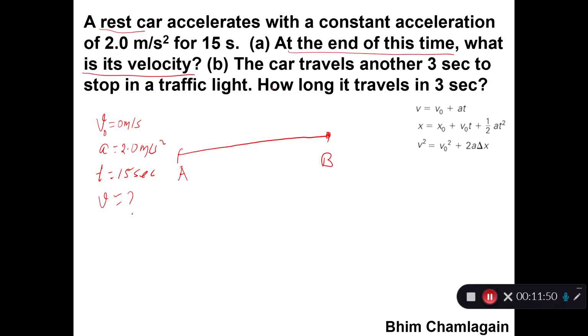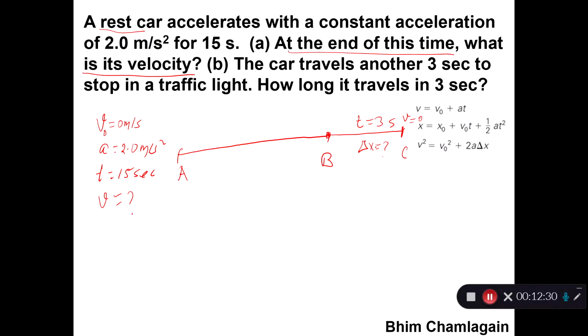Now there is another second section. After time t is equal to 3 seconds, the car stops. At point C, its final velocity is 0. Now you have to calculate what is its value of displacement in this section. We can treat these two sections separately. First solve A to B and then B to C.